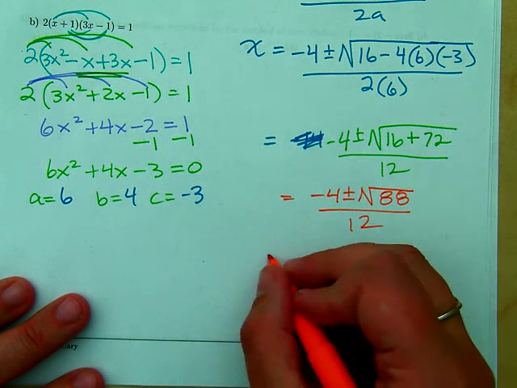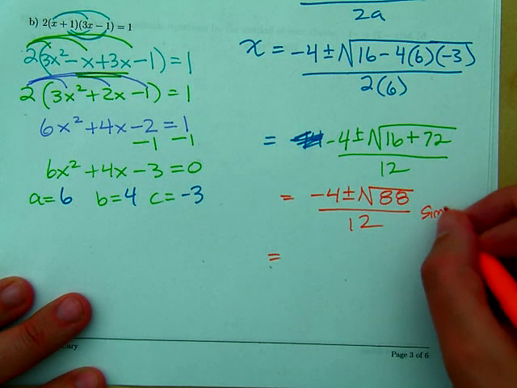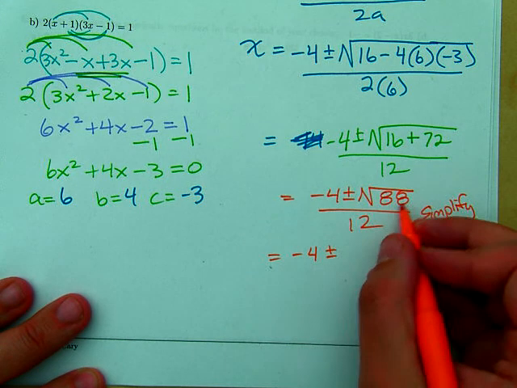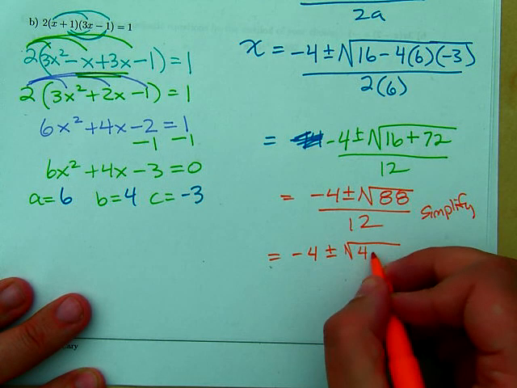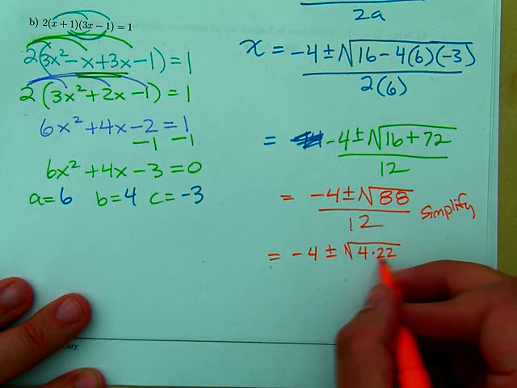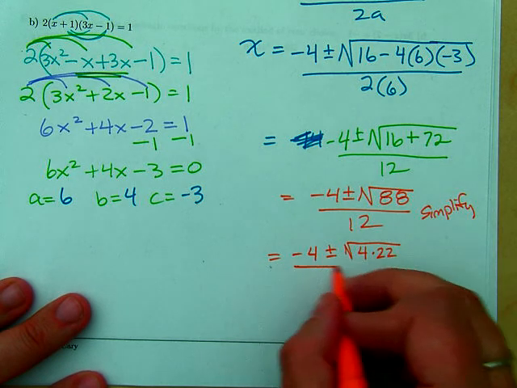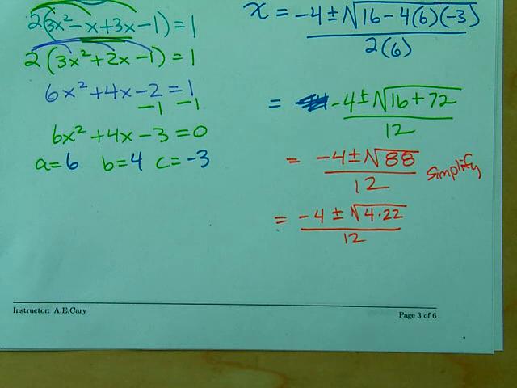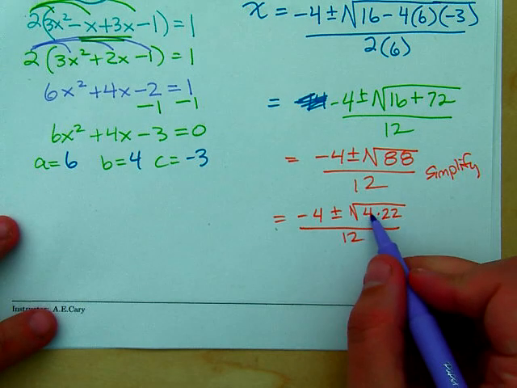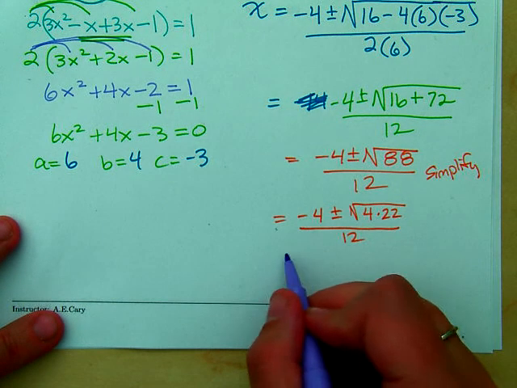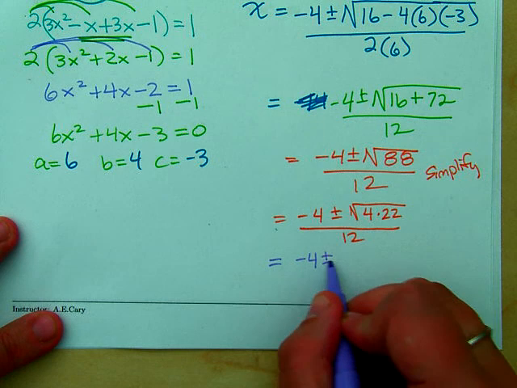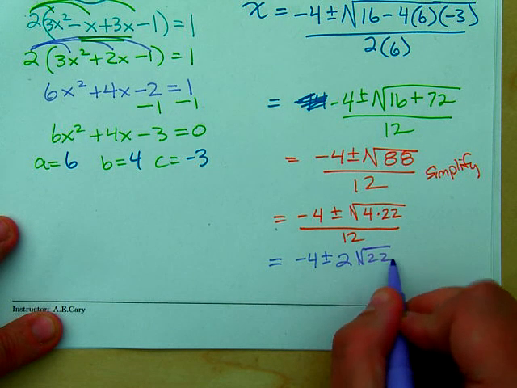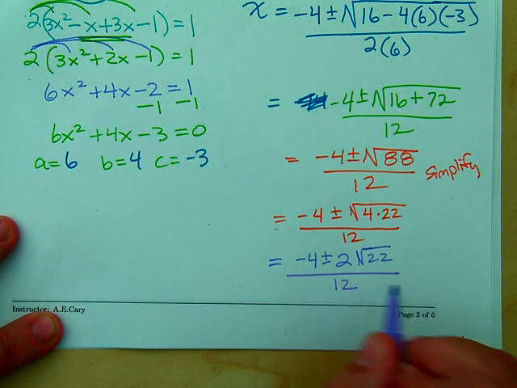Okay, so now we're working on simplifying. Negative 4 plus or minus, we said this is the same thing as 4 times 22. 22 is just 2 times 11, so that doesn't help us. What are we going to do with that 4? We're taking the square root of it. So we have negative 4 plus or minus, what does it come out as? 2 square root of 22 over 12.